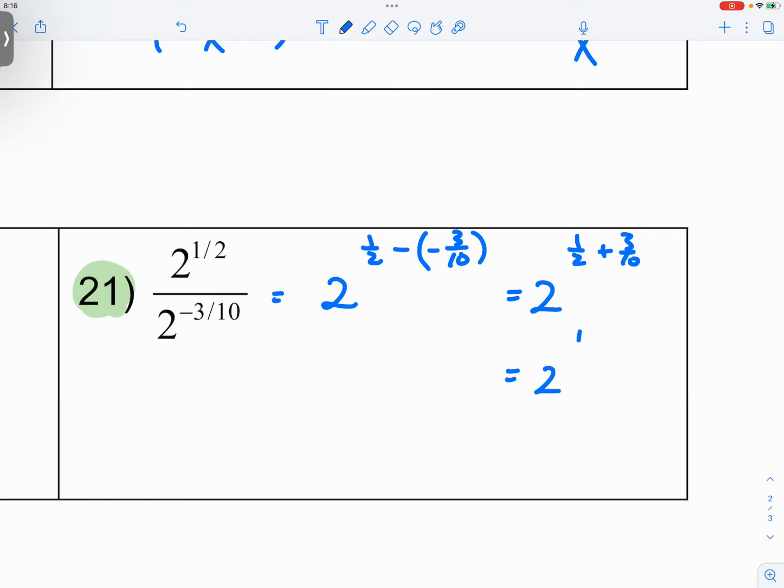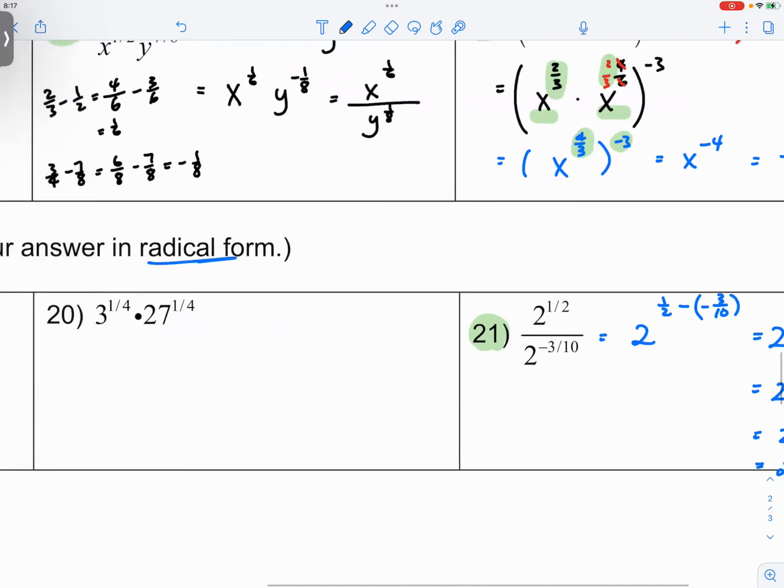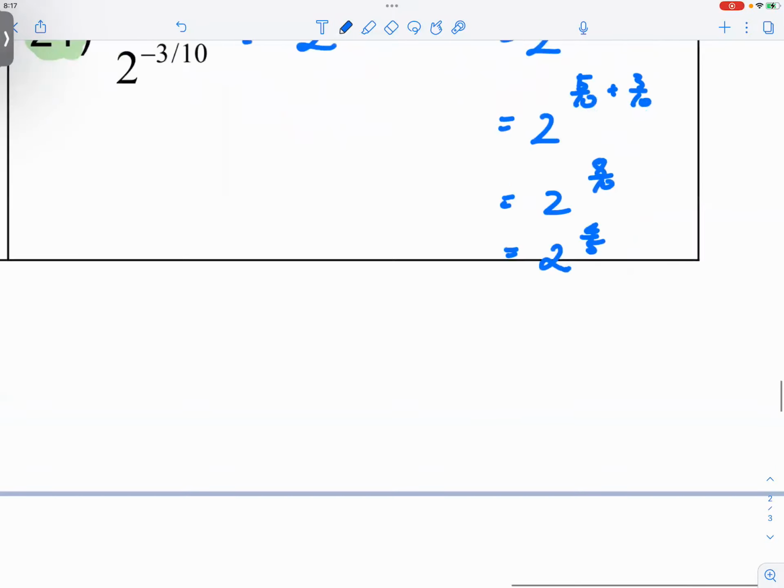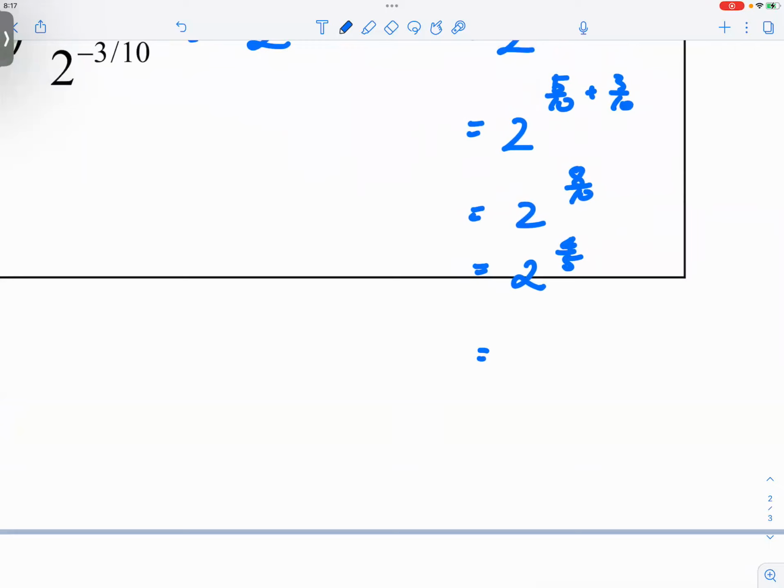So you have 5/10 plus 3/10, which makes it 8/10, and you simplify it, so you get 2 to the 4/5 power. And then we will leave it in the radical form because of the instruction right here. We will leave it in the radical form. So that means we will make it the 5th root of 2, and then raise it to the 4th power, like this.